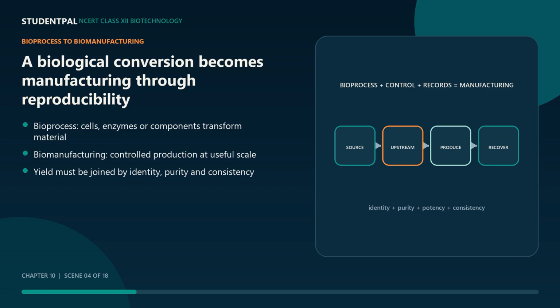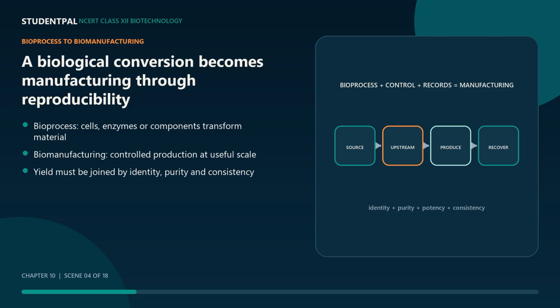The scientific mechanism remains essential, but manufacturing adds qualified raw materials, controlled equipment, validated procedures, trained operators, in-process tests, traceable records and release specifications. The complete chain is source selection, upstream preparation, production, downstream recovery, formulation, quality testing and distribution under suitable conditions. A high titer does not excuse the wrong molecular identity or unacceptable impurity. The goal is not merely to make product once, it is to make the intended product consistently, safely, and economically across batches.